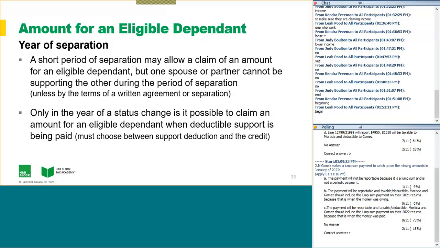And then in the year of a status change, you can claim an amount for elder dependent when deductible support is being paid, but you have to choose between the support deduction and the credit. That doesn't really apply anymore because child support, usually when we're doing elder dependent, we're claiming a child because we wouldn't be claiming a parent. It wouldn't make sense. If we're claiming a child, remember, child support's not deductible unless it's that weird rule from before 1997. So this last rule, I wouldn't spend a lot of time worrying about. All right. That's how they interact with each other, and you are going to have to practice it.